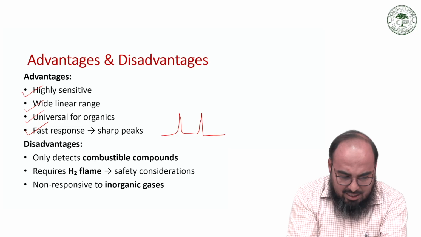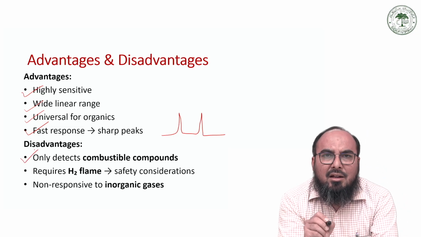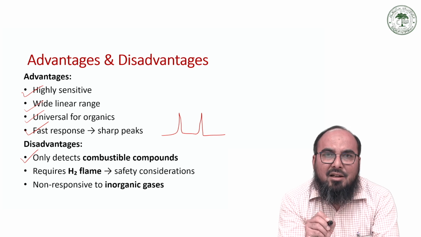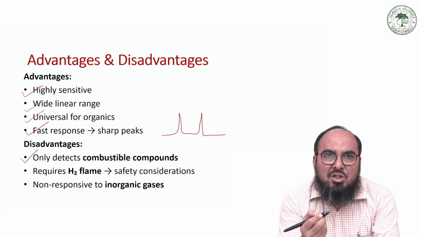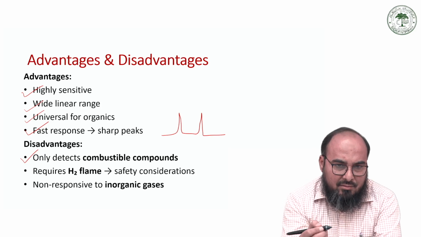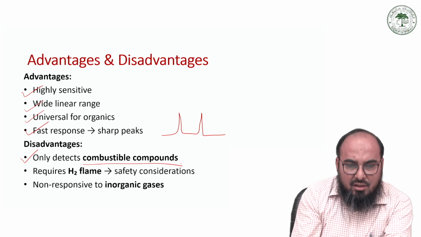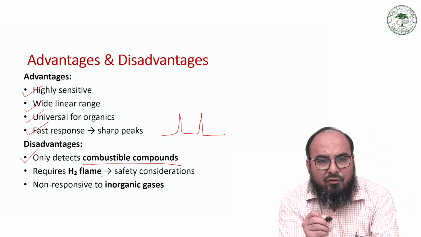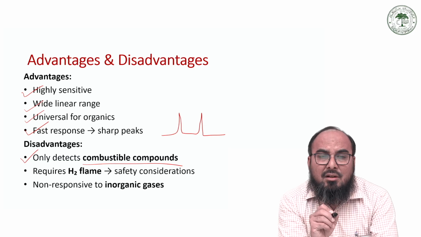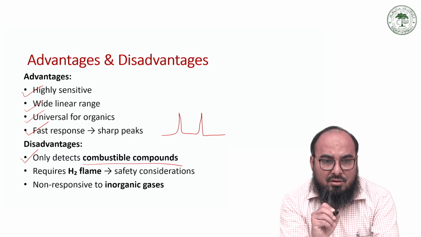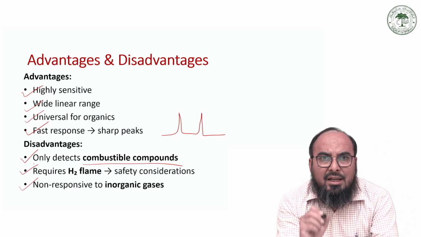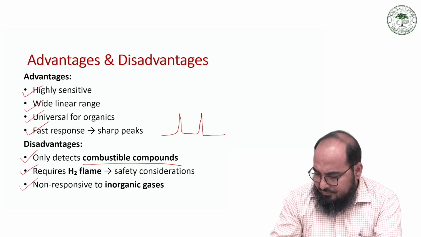Now the disadvantages. Again, the biggest disadvantage is that it's a destructive detector. That is, your compound which is present in the eluent or effluent gets consumed, it gets burned. It gets combusted, and it requires hydrogen for making a flame. So you have to be cautious, as I have said, that you have to use hydrogen with caution, and it is non-responsive for the detection of inorganic gases as well as certain inorganic compounds.